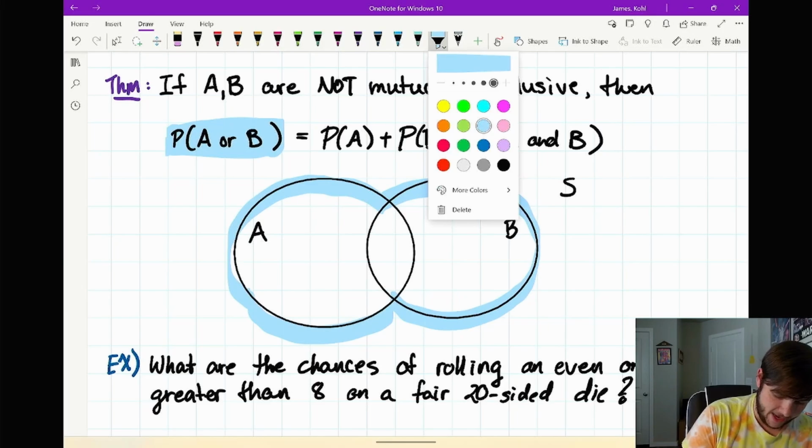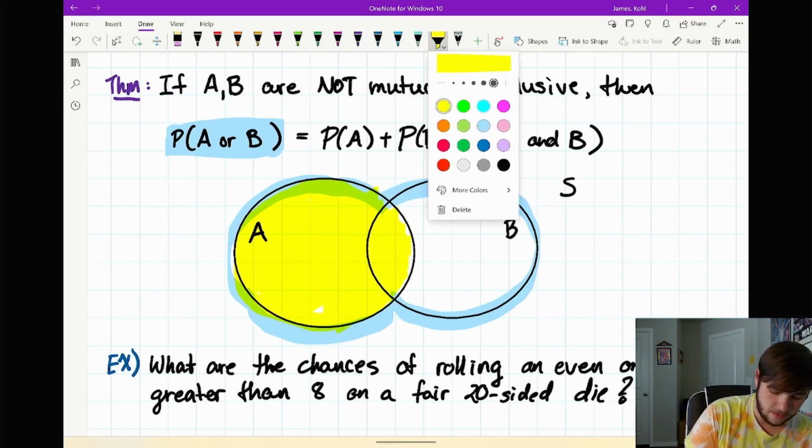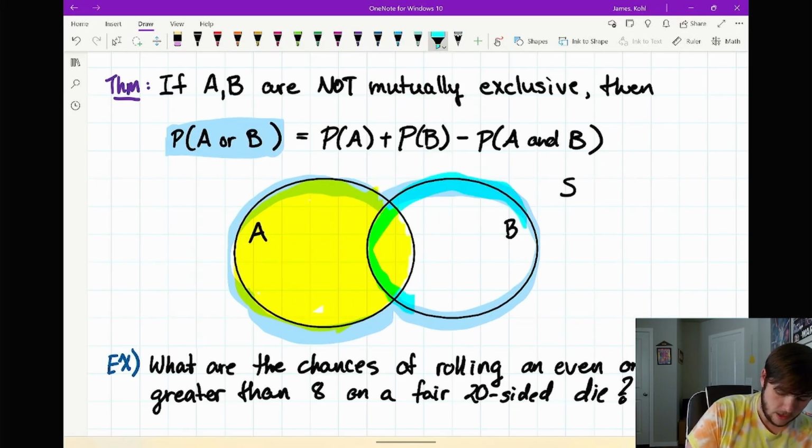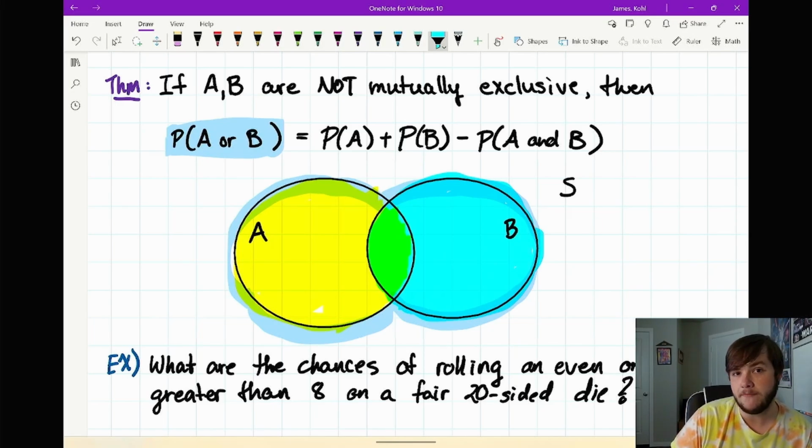But I can't simply count A and then count B, because notice I've counted the middle section twice by doing that. So to make up for it, I remove one of those copies, and that is the probability that A and B happen at the same time. In the case that A and B are mutually exclusive, there would be no overlapping region to subtract or to double count in the first place.